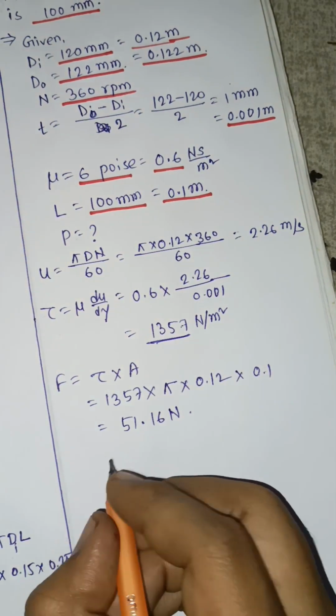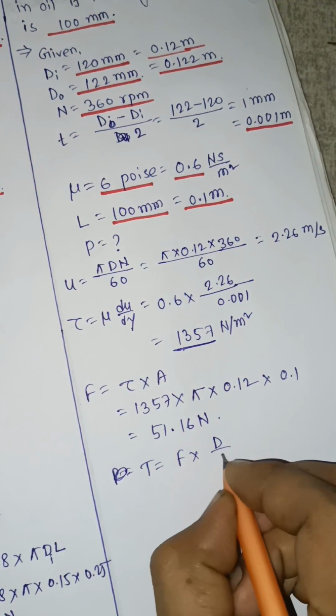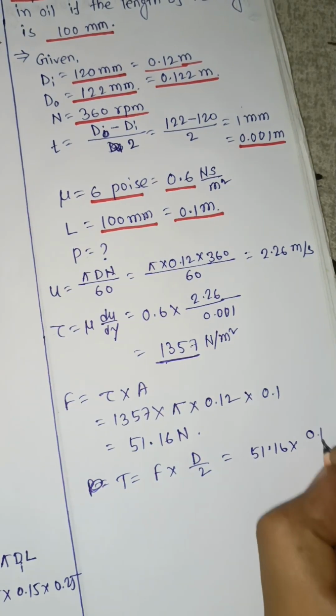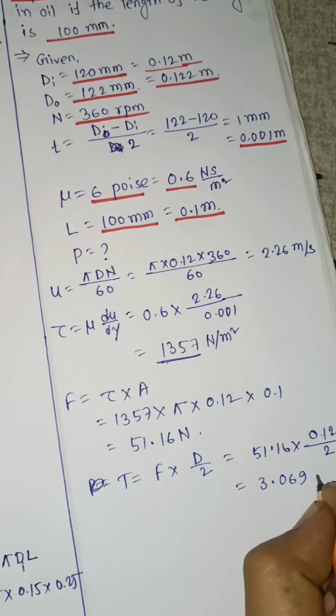Now if you want to calculate the power, so from here torque is equal to F into d by 2. So what is the value of F? That is 51.16 into d, diameter that is 0.12 divided by 2. So from here you get the torque that is equal to 3.069 Newton meter.